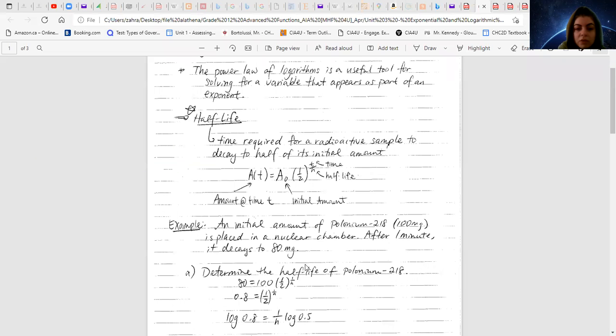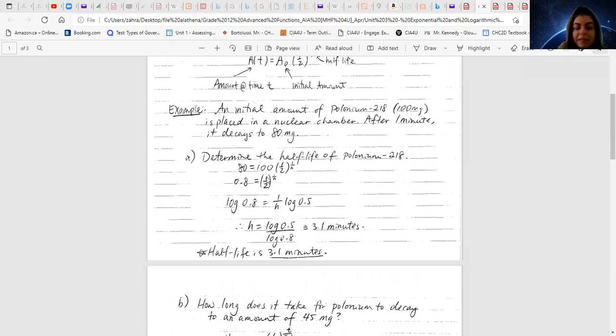Okay. So here is an example. An initial amount of plutonium is 100 grams, which means this is A0. A0 is 100 milligrams. It is placed in a nuclear chamber, and after 1 minute, this is the time, 1 minute, time is 1, it decays to 80. So 80 is A, the amount that is left after time t.